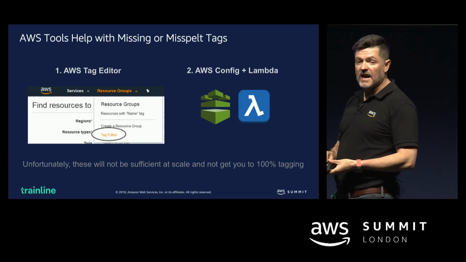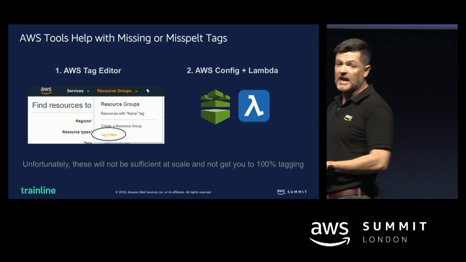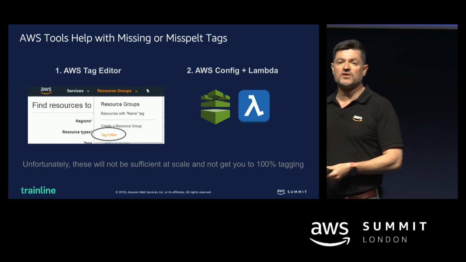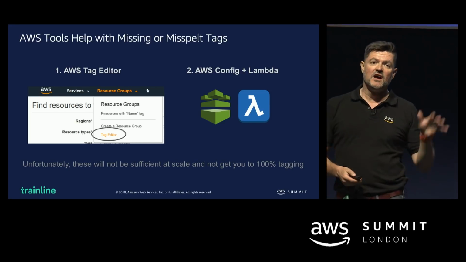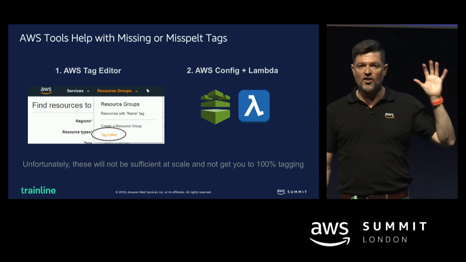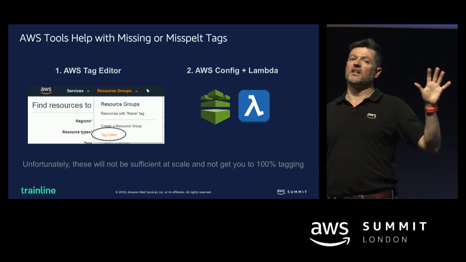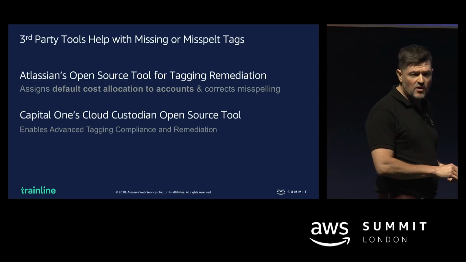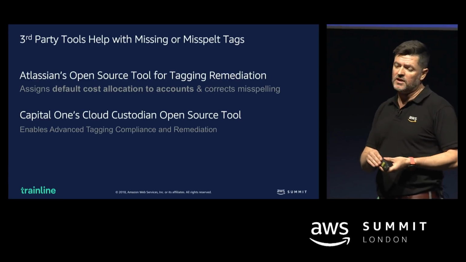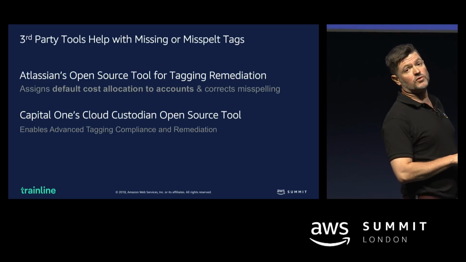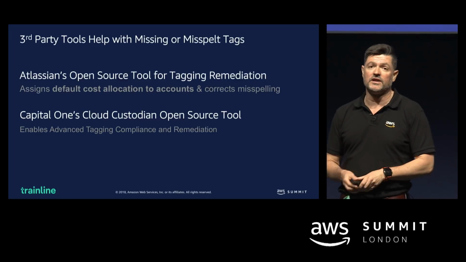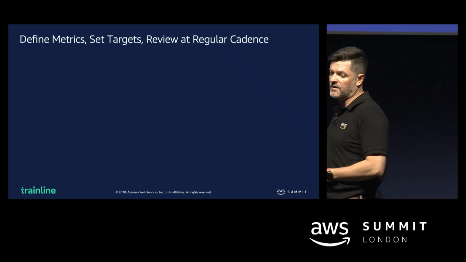We give you AWS Tag Editor to enable you to assess and look at how to do that. And AWS Config Lambda can help in those environments. These are smaller options, they're not going to scale at massive scale, right? We have third-party tools that are available as well. Atlassian's got an open source tool for tag management, and so does Capital One. So I'll post the links, go check those out.